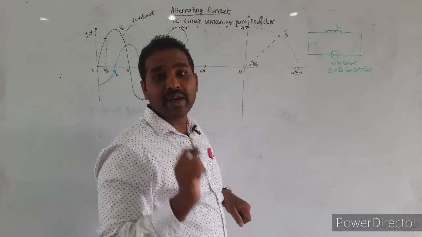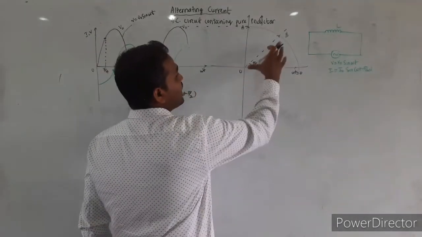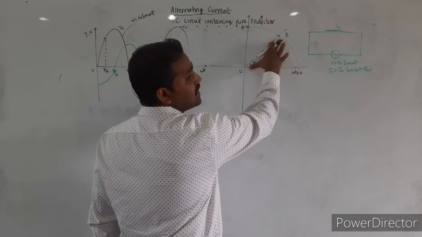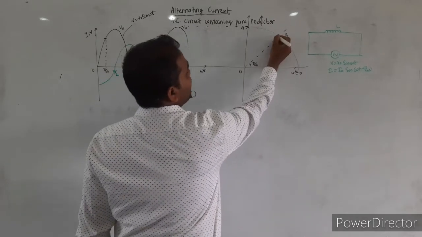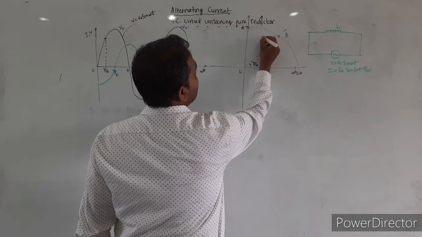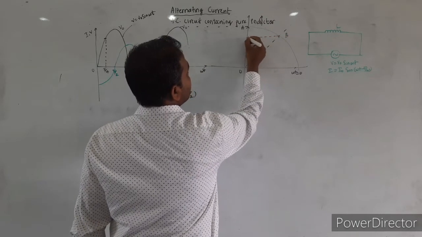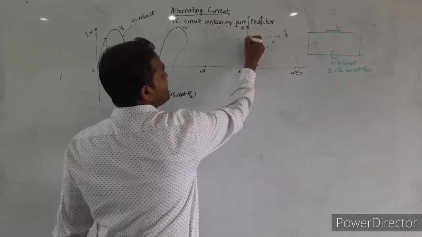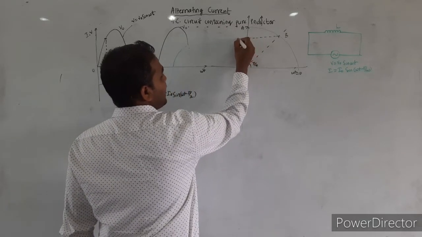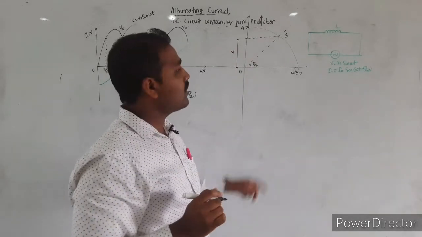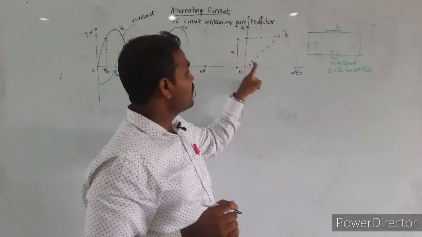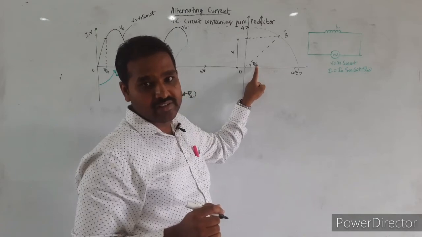And how to get the magnitude of that? To get the magnitude, this is not the actual length of the vector, this is not the magnitude of the voltage. So for that, what we have to do is project the tip on this vertical axis. This is the point of intersection. This height will give me the value of the instantaneous voltage when the phase angle is 45 degrees.